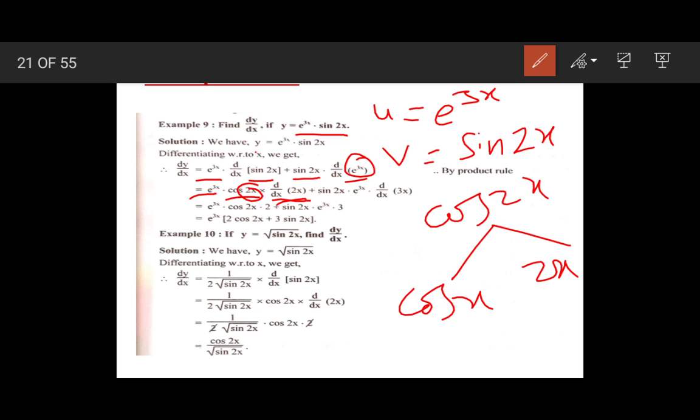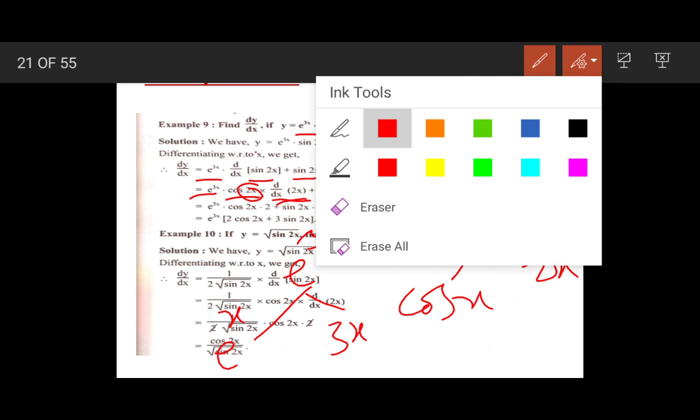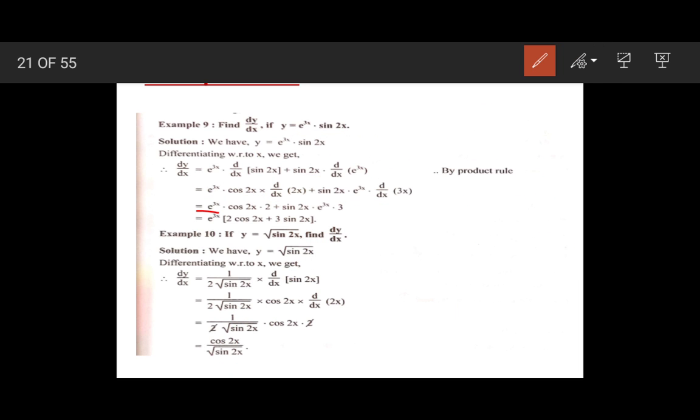The derivative of e raised to 3x is e raised to 3x into the derivative of 3x, because e raised to 3x is also a composite function. Here e raised to x and 3x, these two functions are combined, right? So finally what we are getting? We are getting e raised to 3x into cos 2x, then the derivative of 2x is 2, then plus sin 2x into e raised to 3x, then the derivative of 3x is 3.